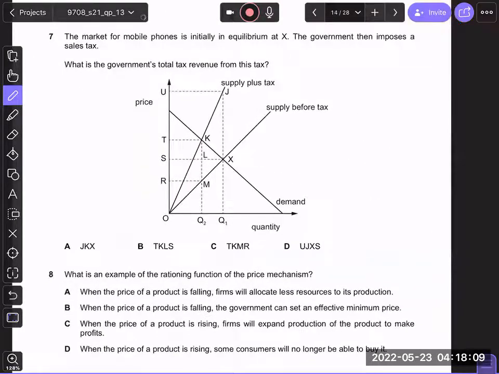The market for mobile phones is initially at equilibrium X. This is X, your initial equilibrium point. The government then imposes a sales tax. What is the government's total tax revenue from this tax? So what will be the total tax amount collected by the government? After tax, this is your new supply curve. And this is the new market equilibrium.